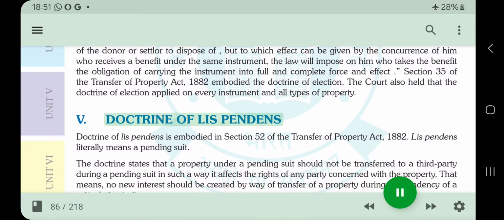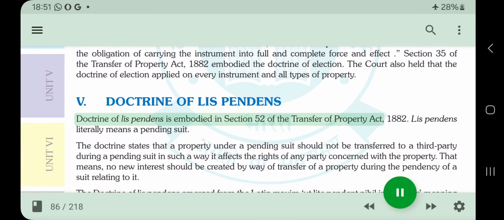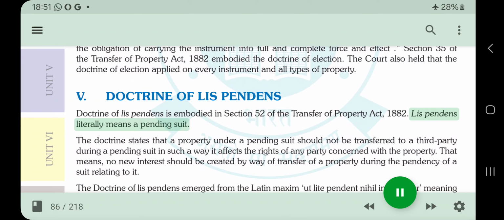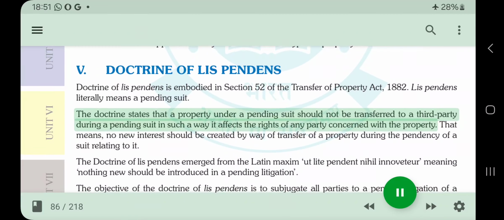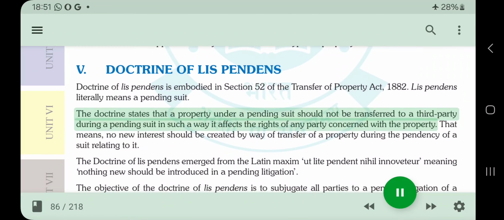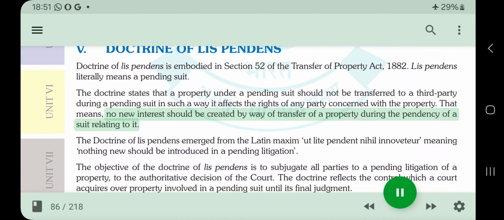Doctrine of lis pendens. The doctrine of lis pendens is embodied in Section 52 of the Transfer of Property Act, 1882. Lis pendens literally means a pending suit. The doctrine states that a property under a pending suit should not be transferred to a third party during a pending suit in such a way that it affects the rights of any party concerned with the property. That means no new interest should be created by way of transfer of a property during the pendency of a suit relating to it.